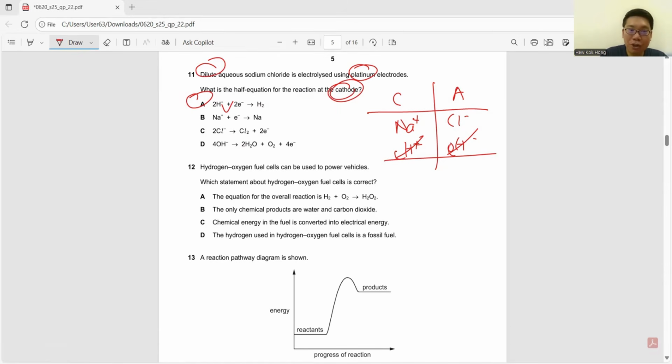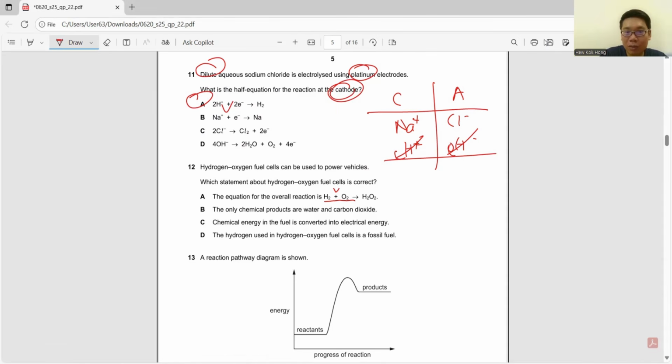Question 12. Hydrogen-oxygen fuel cell can be used to power vehicles. Which statement about hydrogen-oxygen fuel cell is correct? A. Equation for the overall reaction is these two. We are using these two as reactant, but the product is not this. Product is H2O, so number 1 is wrong.